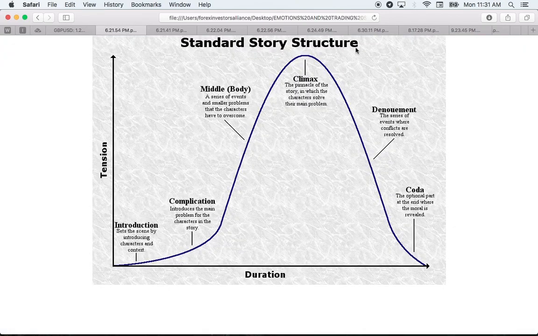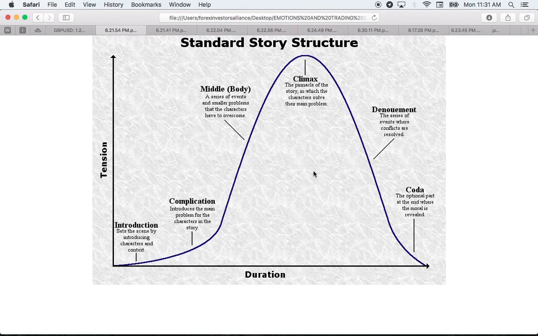The standard structure of a story has an introduction, some type of complication. We could call this a stop hunt in the market story. It has the move, the main move after the stop hunt. You could call this the pump, the middle, or the body. Then we have the climax. This is the standard structure of a story.